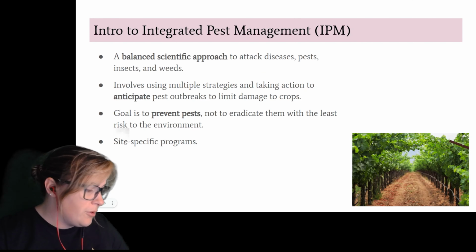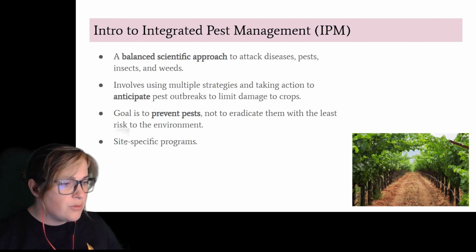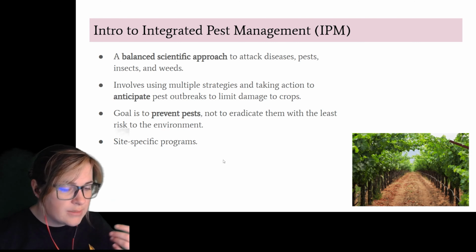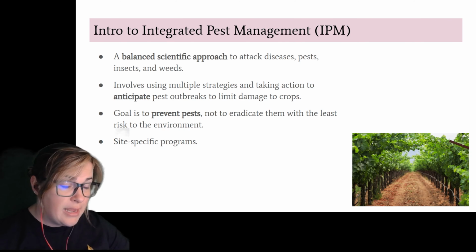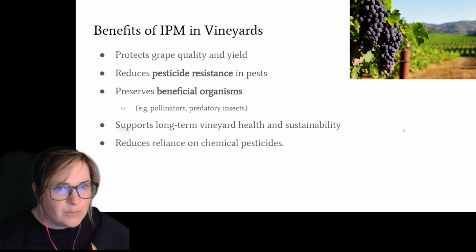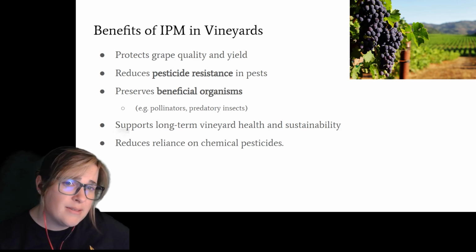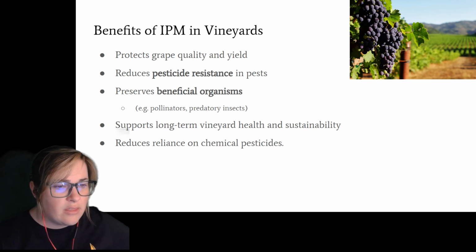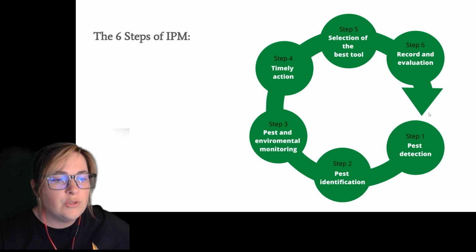And of course, it is important to know that every site has a very specific program. They could have different pests, different thresholds, different challenges. How we manage a vineyard in the Sierra foothills will be very different than how they manage a vineyard in Napa, Mendocino, etc. I do want you guys to know these buzzwords like pesticide resistance. Do you feel comfortable defining what pesticide resistance is? Knowing that there are beneficial organisms out there like pollinators and predatory insects, and then again, this is just more about why everyone should do IPM.